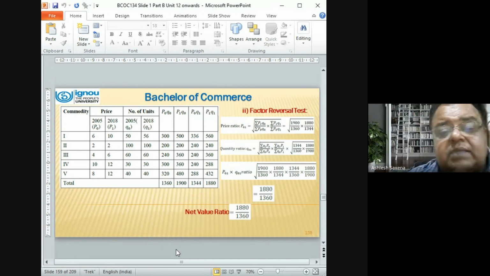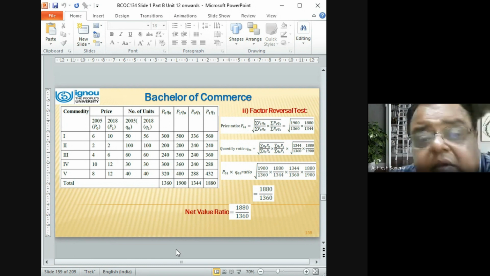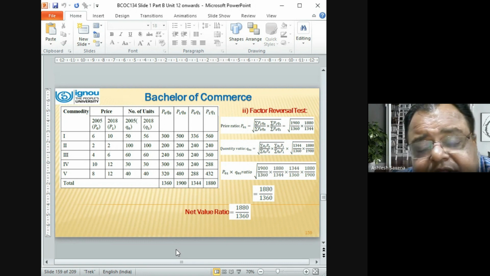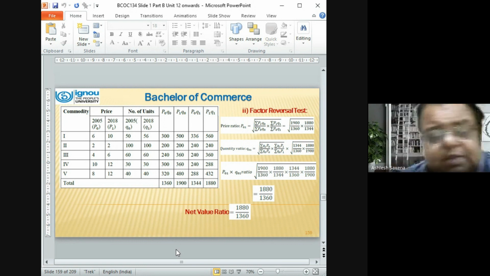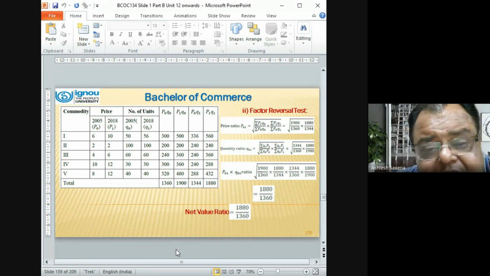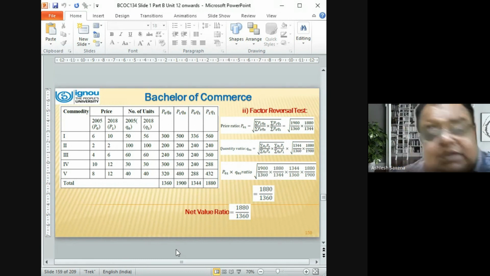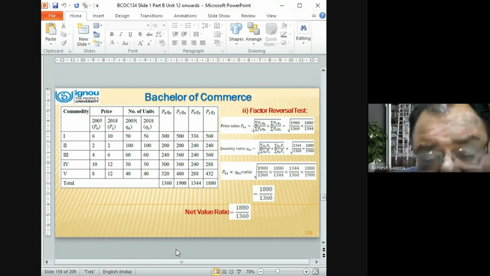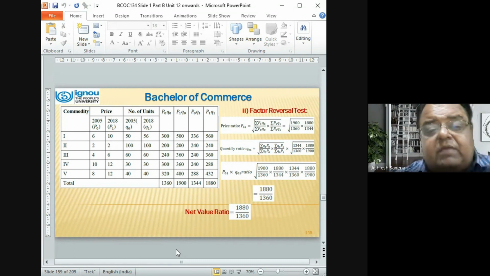If we talk in terms of factor reversal test, here what will be the ratio? Since the formula has been changed with Q has been changed with P, so we will go to the original problem. That is, first of all, we have to calculate price ratio, then we have to calculate quantity ratio, and then we have to multiply both, which is equal to 1880 divided by 1360, which is your net value ratio.